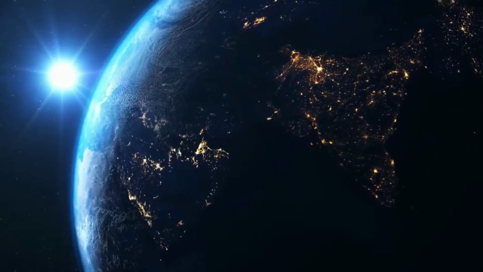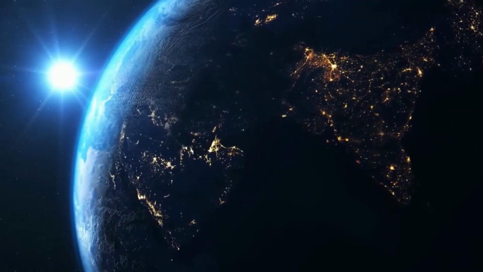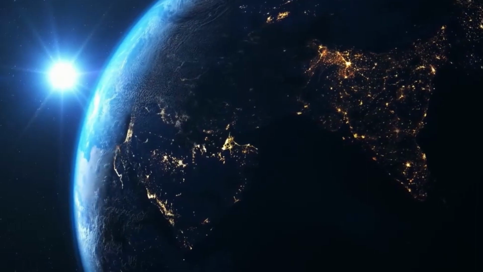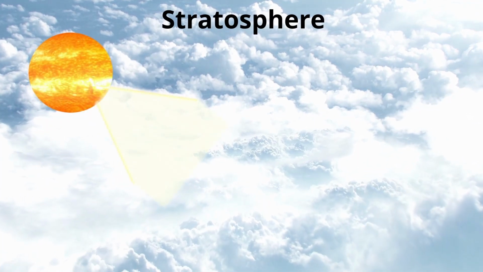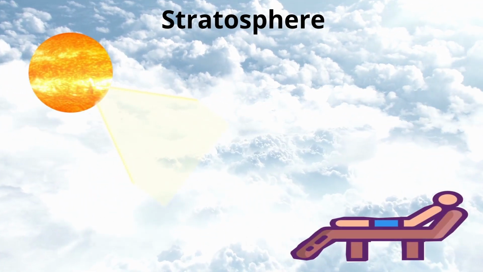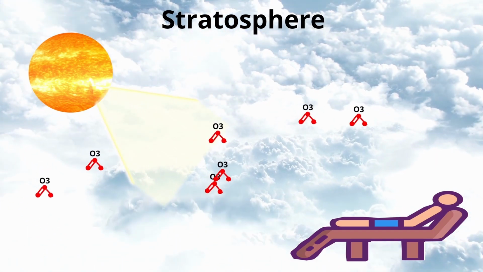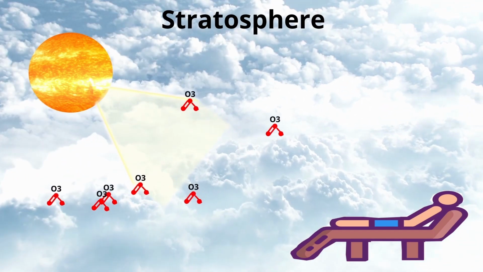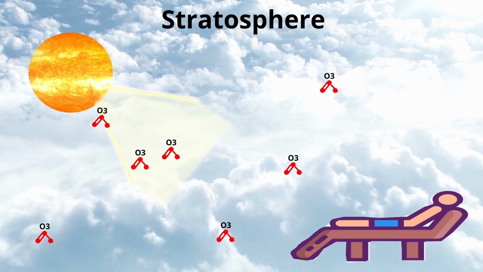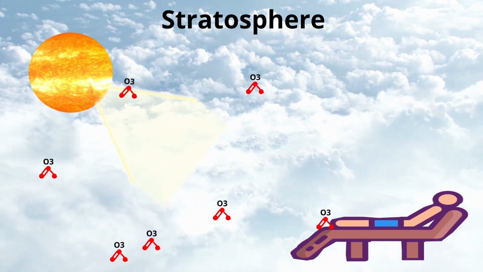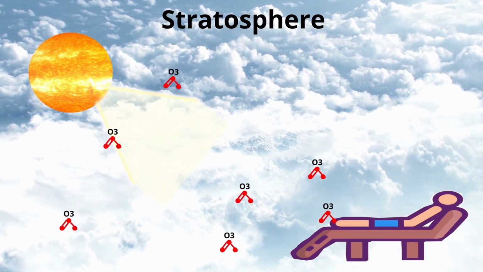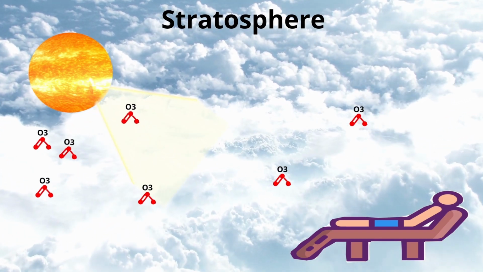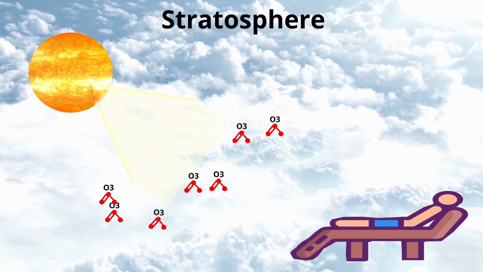The second layer of the atmosphere, above the troposphere, is the stratosphere, which is commonly known for its ozone layer. The ozone layer is made up of an abundance of molecules of three oxygen atoms, which protect us from UV radiation. The ozone molecules absorb the UV radiation and reduce the amount of UV radiation that reaches the surface. So without the ozone layer, life would be non-existent.